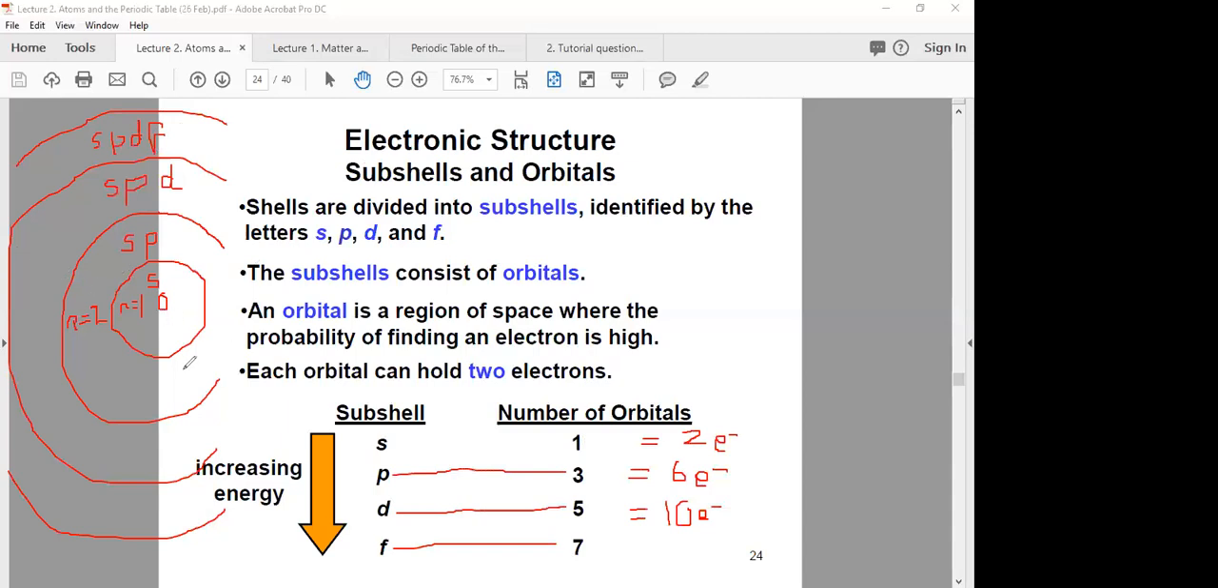Anyway, subshell f contains 7 orbitals, so that holds a total of what? 14 electrons. Good. Once you know this, then given an atom of a particular element, you will know where to place the electrons, in which shells, in which subshells, and how many electrons each one can actually hold.